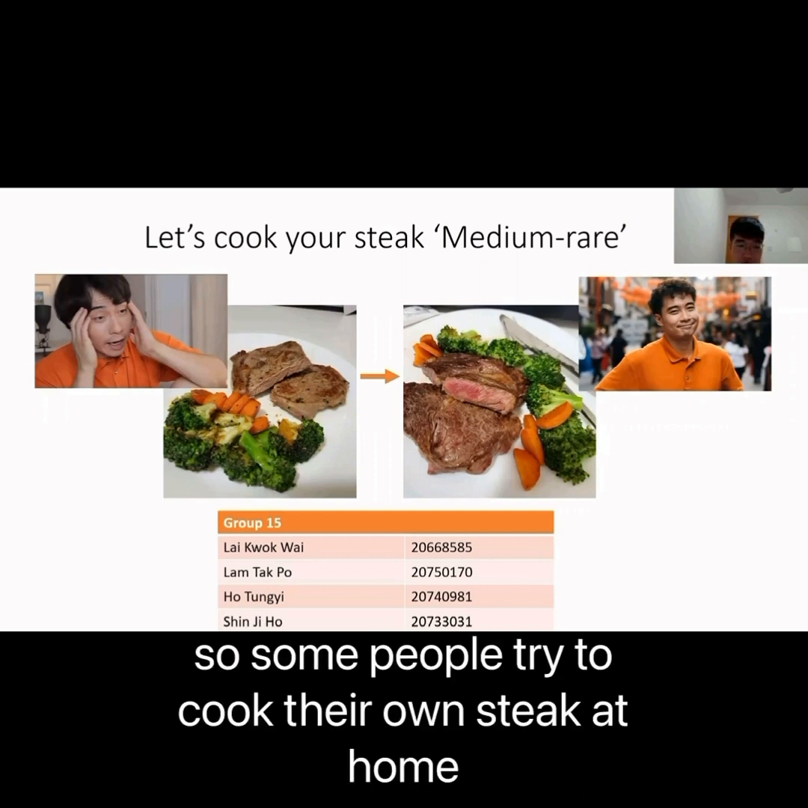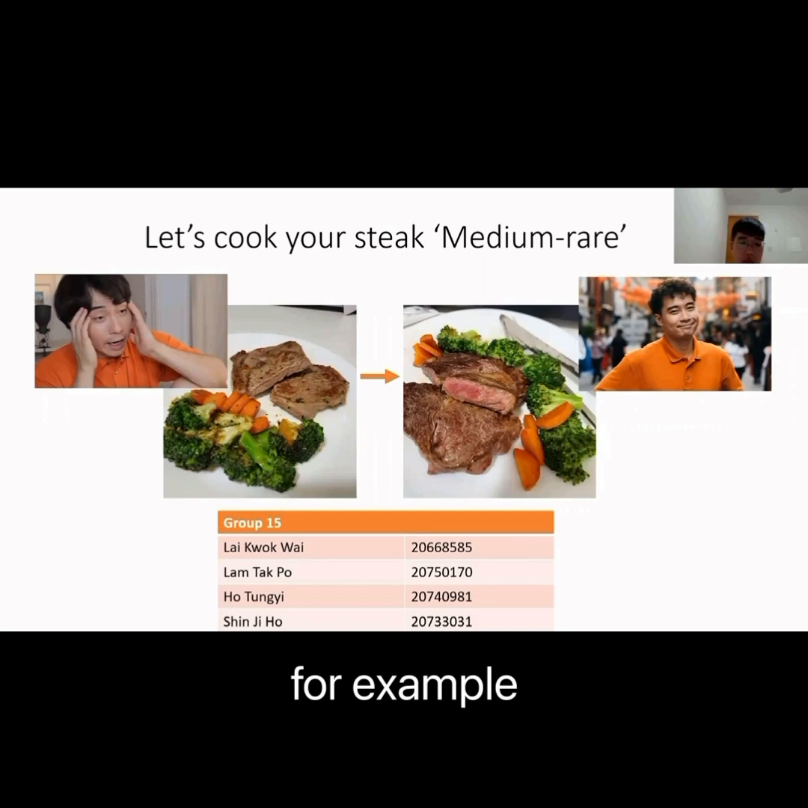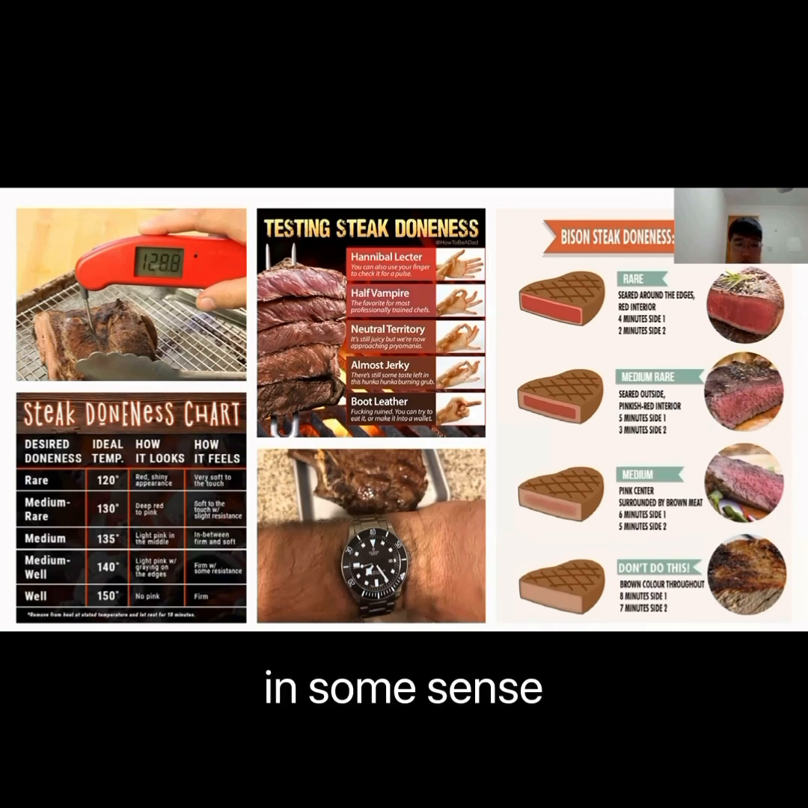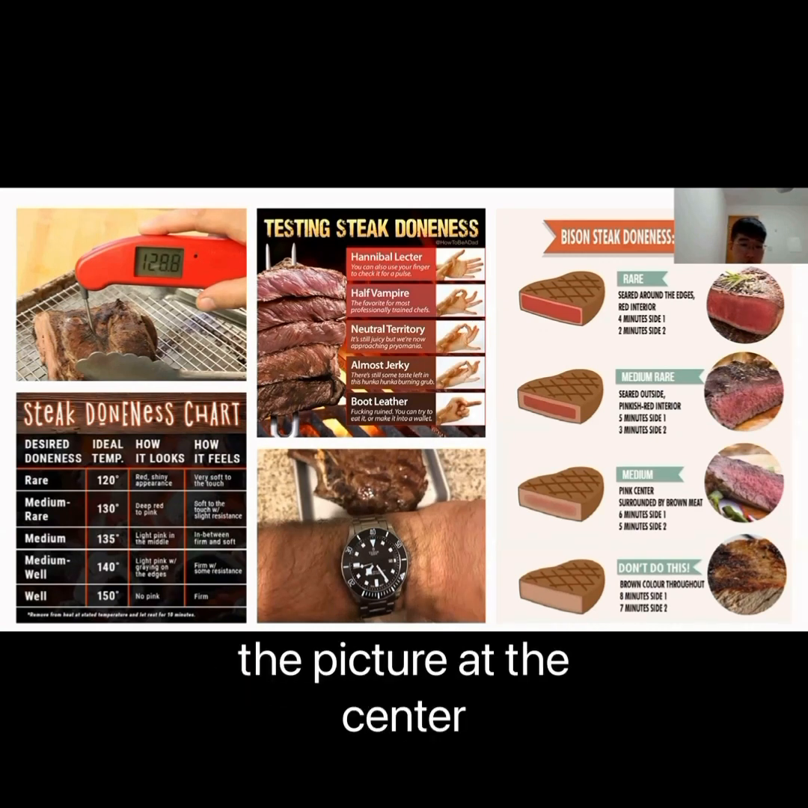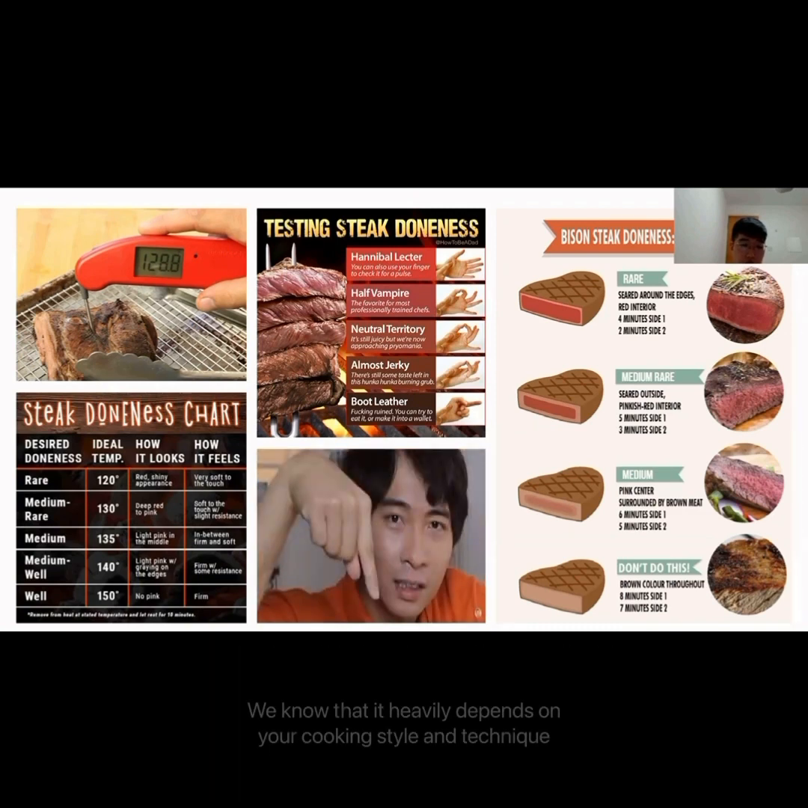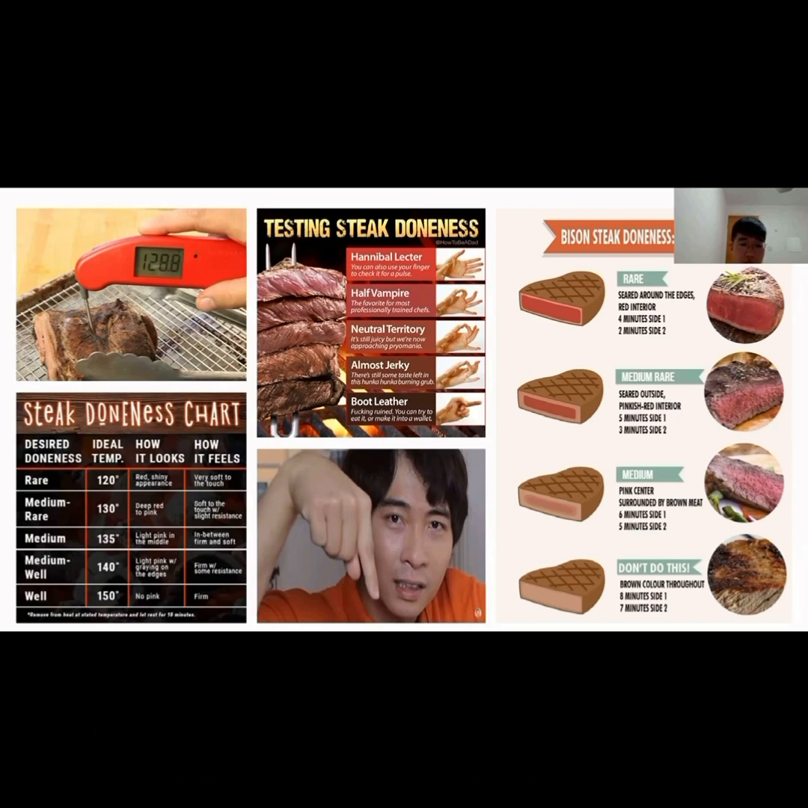So some people try to cook their own steak at home, and we can easily find so many steak recipes online. For example, one tells you to use a meat thermometer and measure the temperature inside to check your doneness. In some sense, time your searing time. The picture at the center says you should use your finger. We know that it heavily depends on your cooking style and technique, but still these recipes have very ambiguous guidelines, so you may easily fail to cook an ideal medium rare steak.